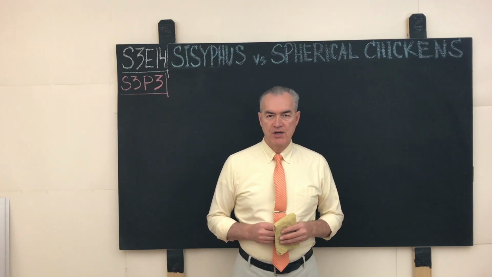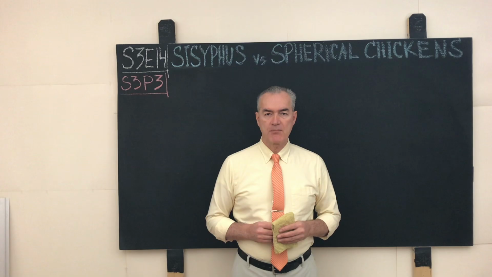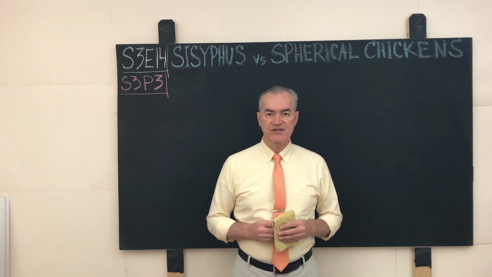Welcome to the Problems Channel Season 3, Episode 14, the episode which I titled Sisyphus versus Spherical Chickens of Uniform Density, because in this episode we will solve a physics problem in which we will find out how to distinguish between a sphere, a hollow object, and a ball, a solid object, using the methods of classical mechanics.